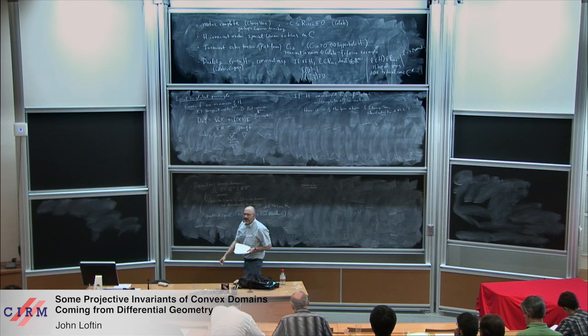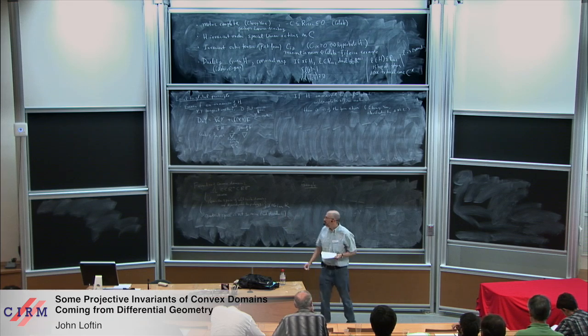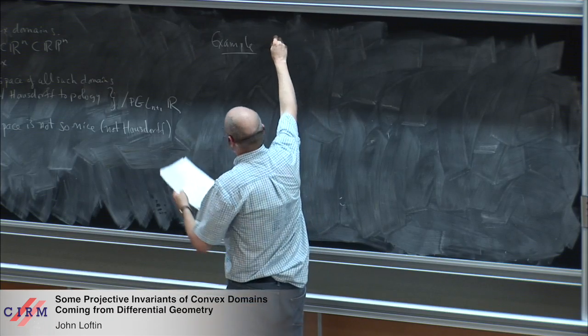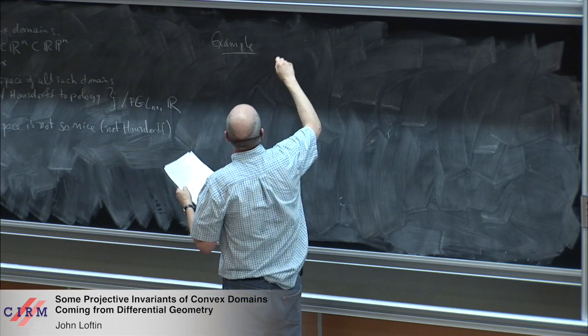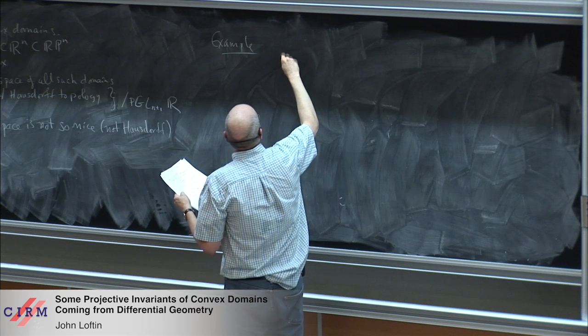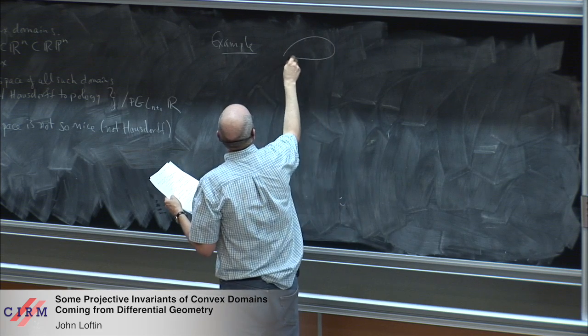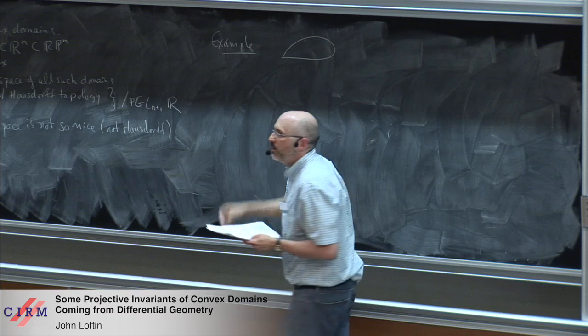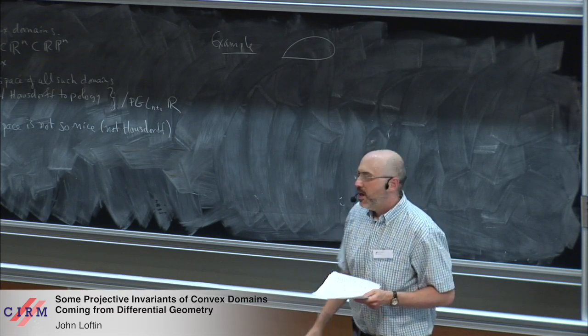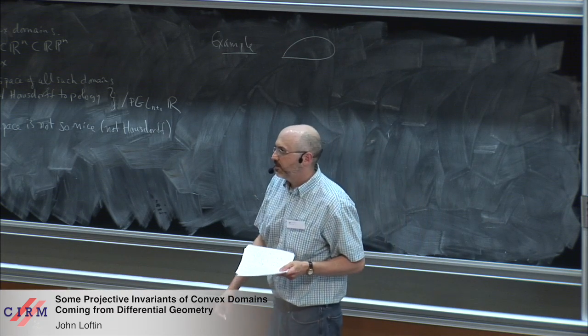And so I found this example. Bill Goldman has some lecture notes on his website at the University of Maryland, but the example is probably quite standard. So let's say we have a two-dimensional domain in RP2, like this. But I want to assume that it has a corner.